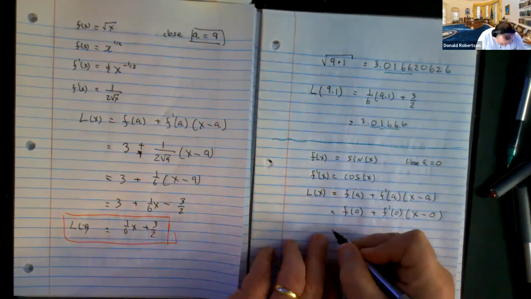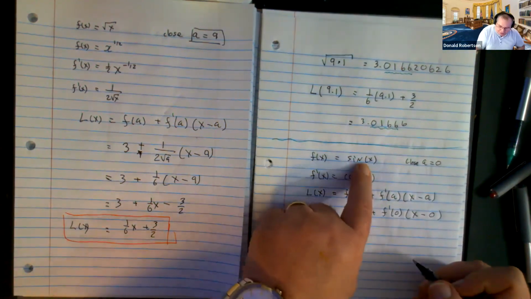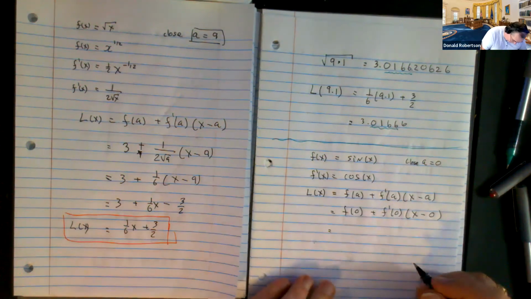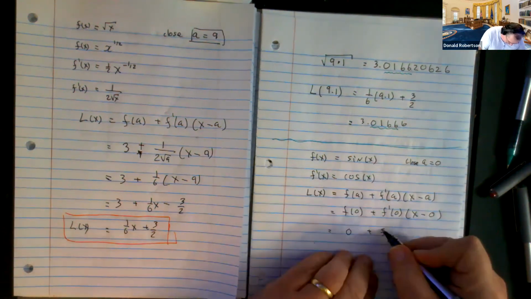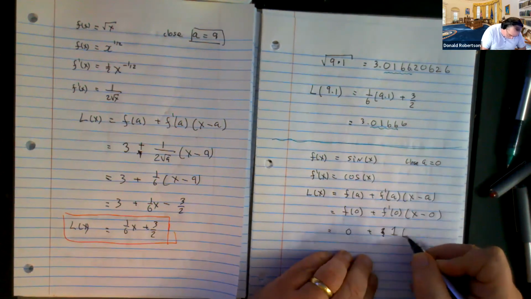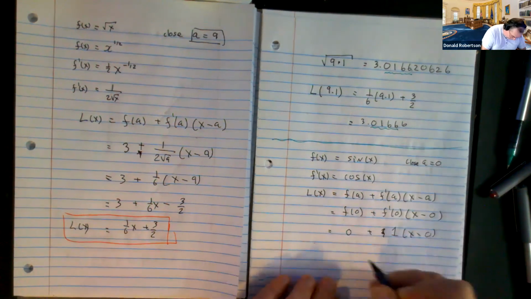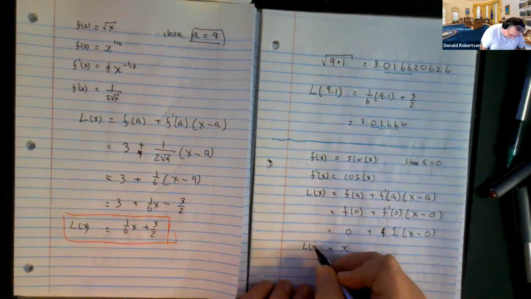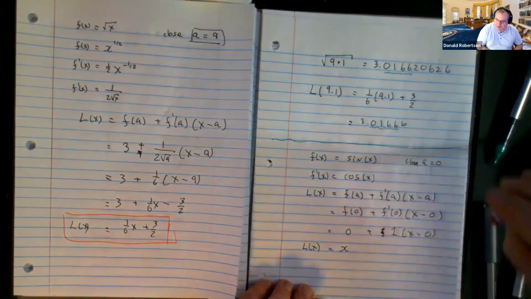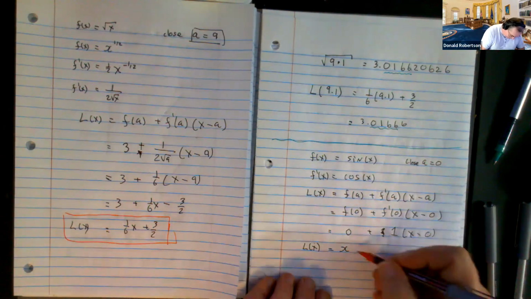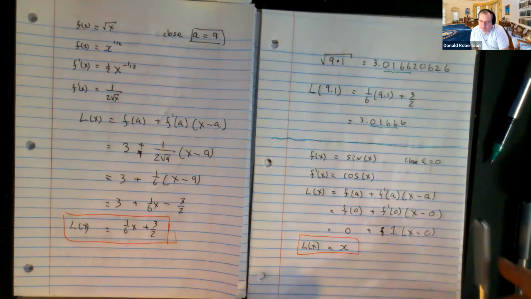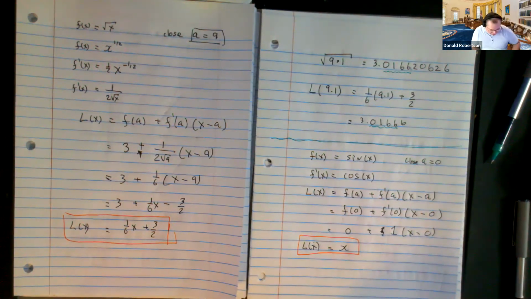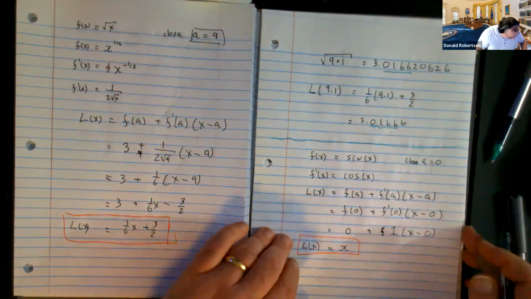Okay. The sine of 0 is 0. The derivative is the cosine of 0. So the cosine of 0 is 1. Wow. That's a very, very simple linear function, isn't it? It's just basically y equals x. Let's try it then. Let's see how good it is.